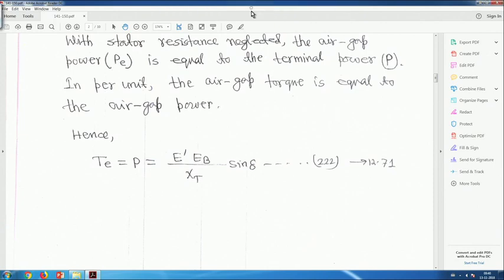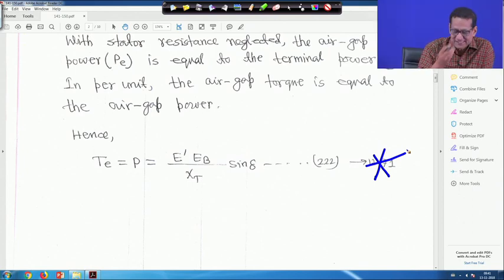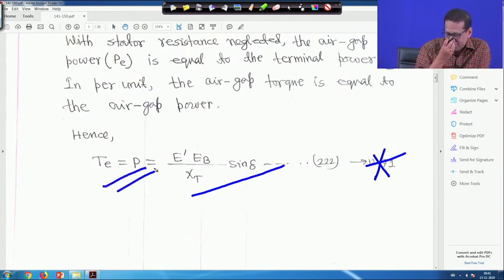This is actually equation 222. This is the same thing whatever you have studied in your third year undergraduate power system course, that is V1 sending and receiving V2, and resistance is neglected and the reactance is X. So, it is V1 V2 upon X sin delta, same thing here also, the expression is same, and in per unit torque is equal to power. So, T is equal to P, E' E_b upon X_T sin delta.